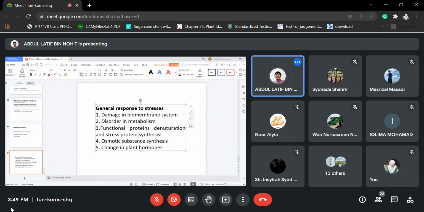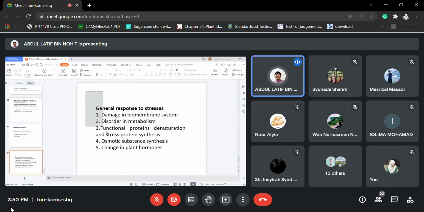Functional proteins denaturation, right, contohnya protein asal dah denatured tak sesuai dengan condition ni, and stress protein synthesis, which mean they try to adapt with the condition. Osmotic stress kita bincang tadi lah, right, due to the high salinity, changes of the water flows and so on, and changes in the plant hormones sebenarnya. Kalau perasan, cytokinin, auxin being reduced, abscisic acid dan jasmonic acid being increased as well. So sebenarnya respond to stress ni adalah benda-benda ni.